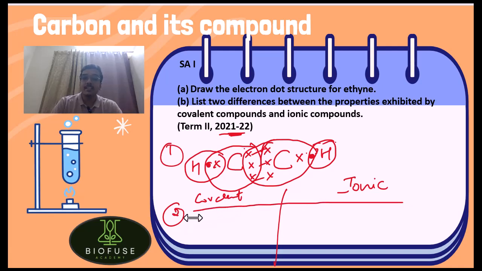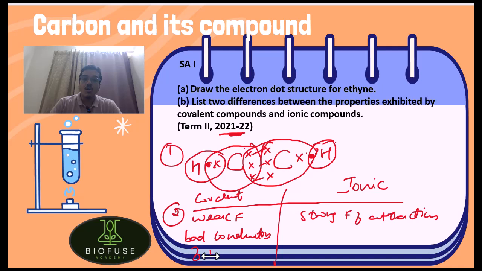So covalent la enna irukku, it has weak force of attraction. Ionic-la வந்து strong force of attraction. Next, covalent வந்து bad conductor of electricity. Ionic வந்து they are good conductors of electricity. So these are the two easy differences you can give for covalent and ionic compounds.